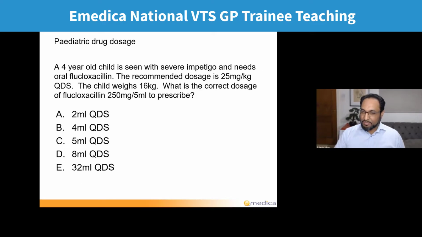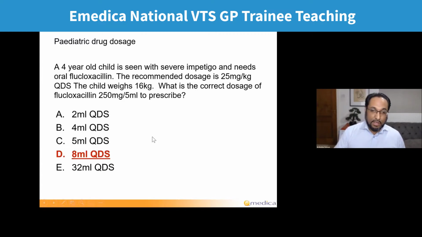So again, 77% of you, so just over three quarters of you, have picked D. The most popular answer after that is A. Okay, so 11% picked 2 mils QDS, and then 8 mils QDS is the most popular answer. After that, we've got 32 mils QDS, so 5% picked that. So let's look at the correct answer. So the correct answer is D.